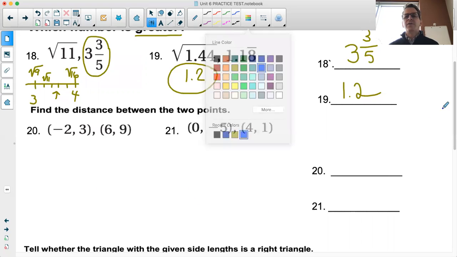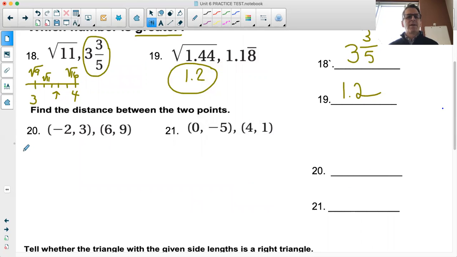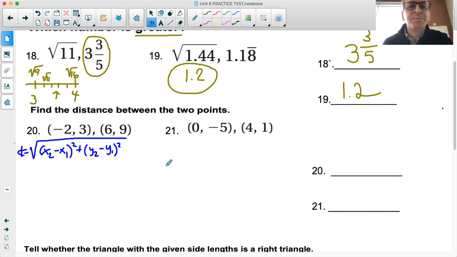And I'll just switch colors here, change it up a little bit. So the distance formula will be the same for both questions. And I'm going to run a little bit out of room here. So I'm just going to try to work these: x of 2 minus x of 1, and we're going to square that. Then we're going to add it to y of 2 minus y of 1, and that's also going to be squared. So we're going to add those two together and we get the square root.